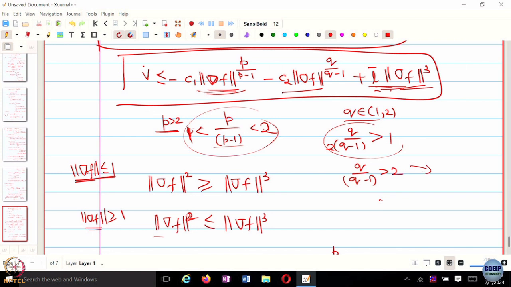So it won't work for any q between 1 and 2, but let's say I choose a number q like 3 by 2. It's also a number between 1 and 2, but if I choose q to be 3 by 2, then q over q minus 1 is 1.5 by 0.5, which is 3, right? So for q greater than 3 by 2, you would have this to be true, right? And it would subsume this particular term, okay?